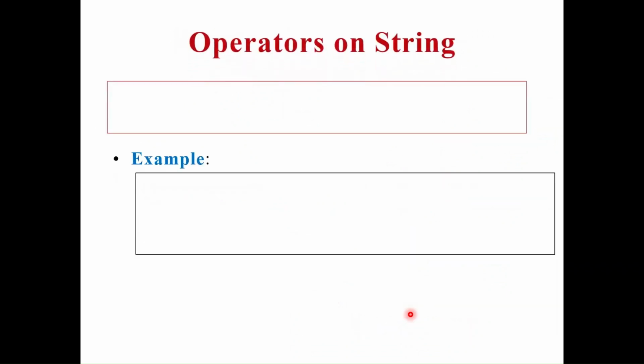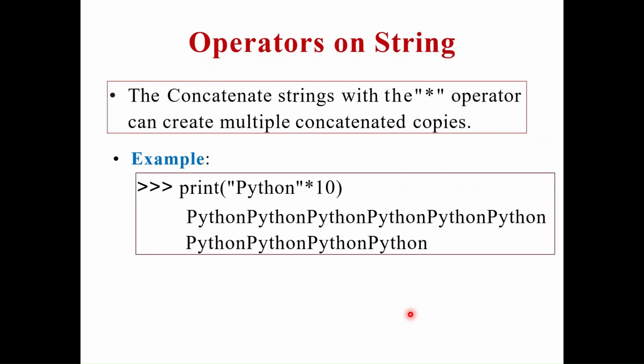And next, we can see the operators on strings. This asterisk operator is a different operator which is not available in other languages. So see, Python supports this asterisk. This is for multiplying the copies of the given string. So here I have specified only Python string as a single string, and this single string can be multiplied 10 times using the asterisk operator. So this is a new operator, and that is supported by Python language.